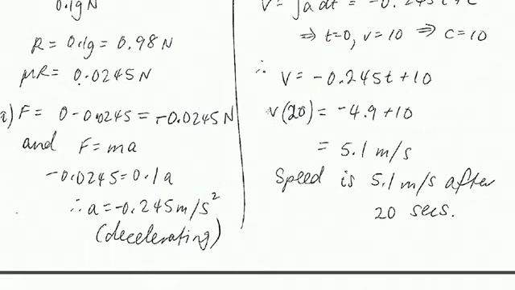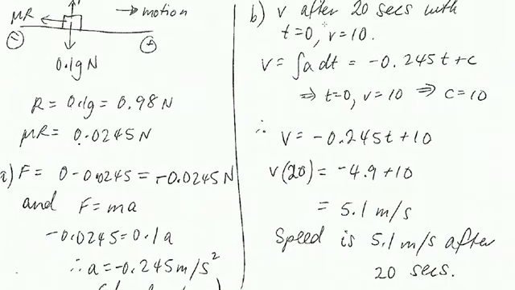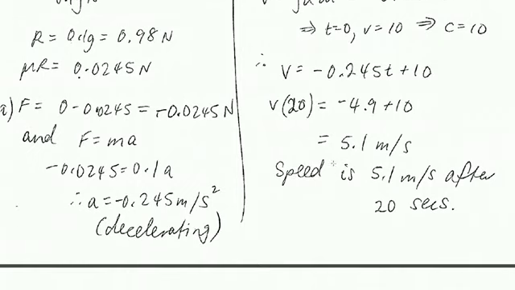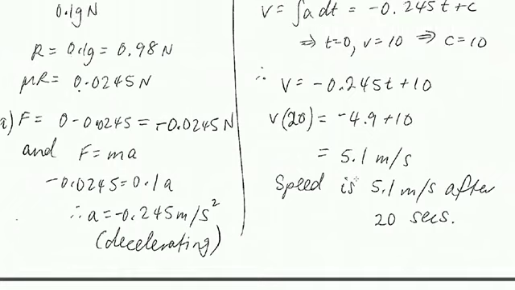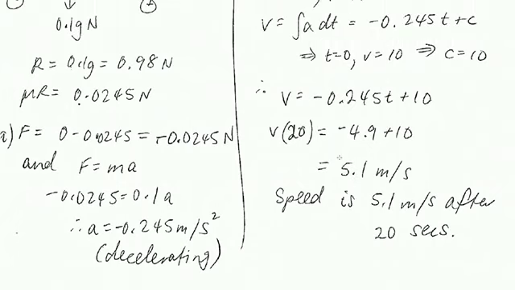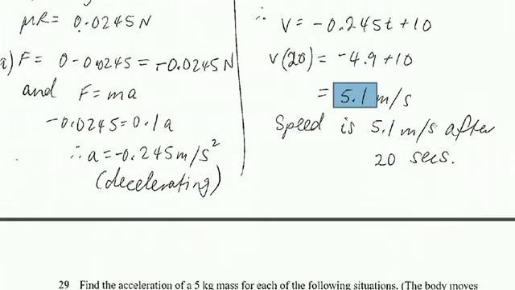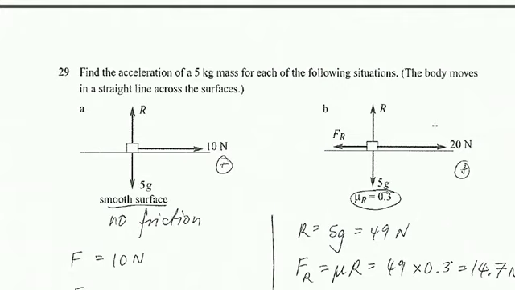So here I've actually done integration. Again, it would be easier to just use SUVAT. Integration is a bit more work than you need to do. So SUVAT gives you exactly the same thing. 5.1 meters per second is the velocity. You can see that it started at 10 and it ended up less. And the reason for that is the only force acting on this puck is the resistive force, which is why it slows down.